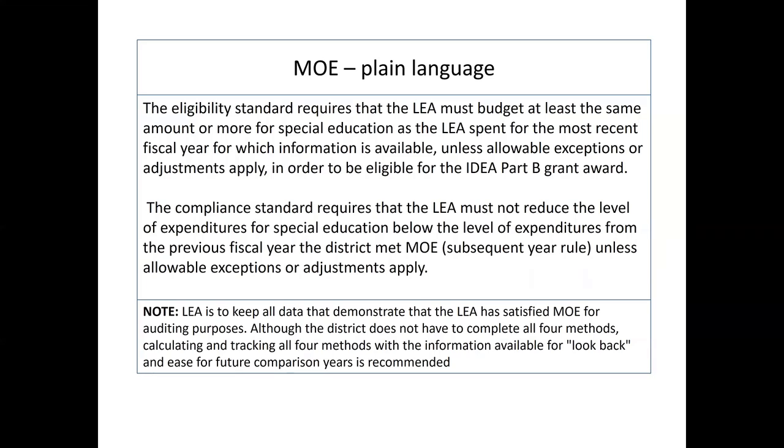Same with the compliance side: it requires that the LEA must not reduce the level of expenditures. So we're looking at what you actually expended for special education below the level of expenditures from the last previous year the district met MOE, and it's called the subsequent year rule that we look at, unless allowable exceptions or adjustments apply. And again, the LEA is responsible to keep all your data to justify and explain the MOE to ensure it's satisfied.